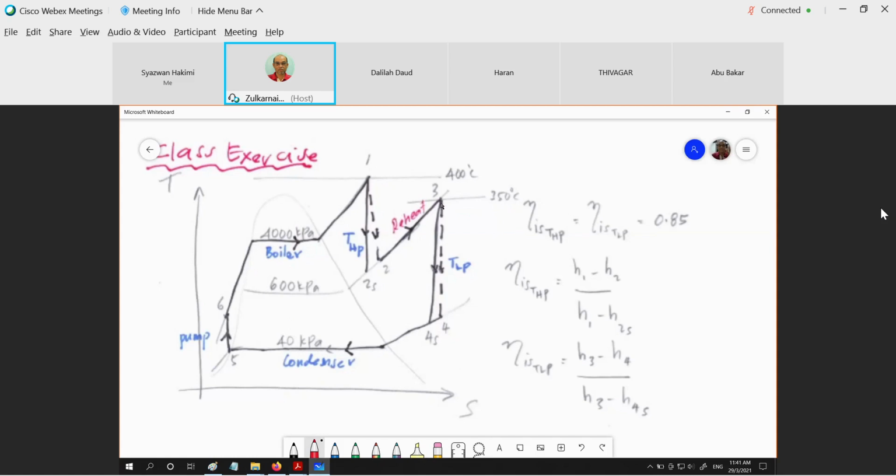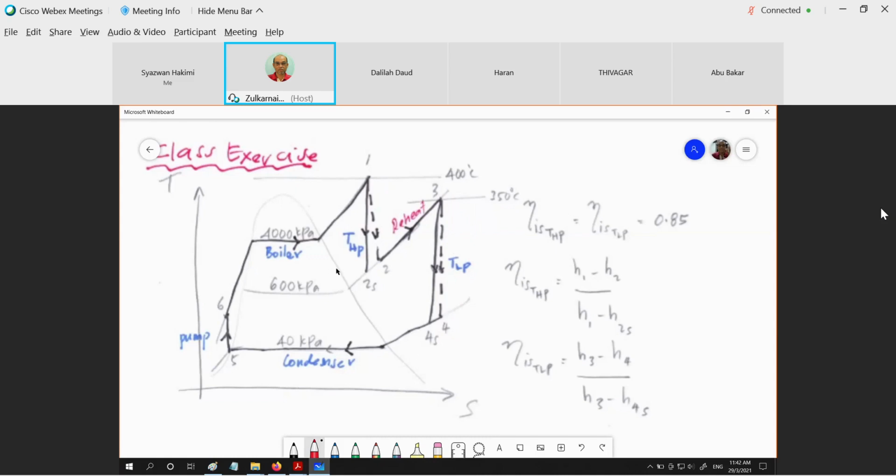So we have to sketch appropriately. A bit lower than the critical point. The critical point is 373. So this is the temperature involved. And then given the isentropic efficiency for the high pressure turbine and also the low pressure turbine is 0.85. This is the equation corresponding to the isentropic efficiency of the high pressure turbine, which is H1 minus H2 divided by H1 minus H2S, whereas for the low pressure turbine, the isentropic efficiency is H3 minus H4 divided by H3 minus H4S.